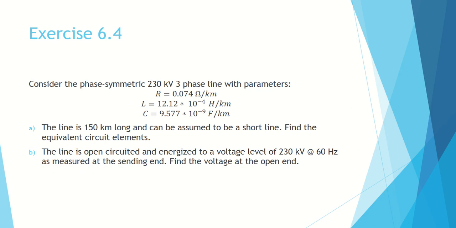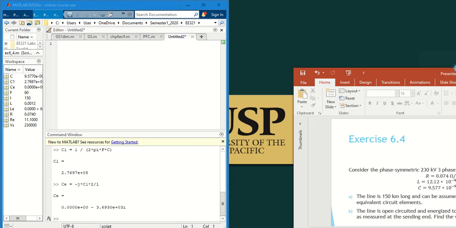Part A says that the line is 150 kilometers long and can be assumed to be a short line. Find the equivalent circuit elements. So we are going to solve the following exercise using Matlab.